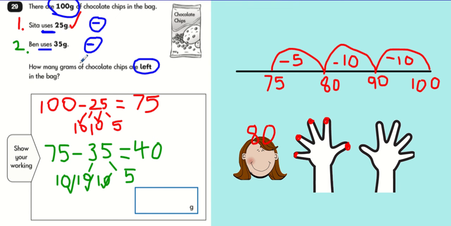So how many grams of chocolate chips are left in the bag? We know it's 40 grams of chocolate chips. So can you see, children, we've done two different things, haven't we? First we took away 25 and then we took away 35 to find our answer.